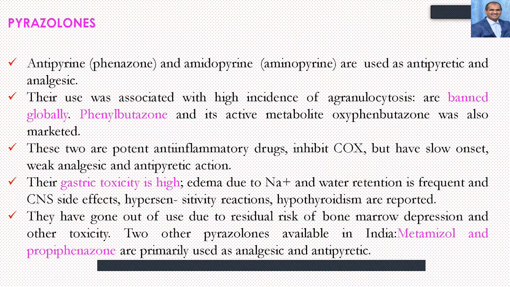And the next class is the pyrazolone. The examples are antipyrin, also called phenazone, and amidopyrin or aminopyrin, used as antipyretic and analgesic drugs. Their use was associated with a high incidence of agranulocytosis.